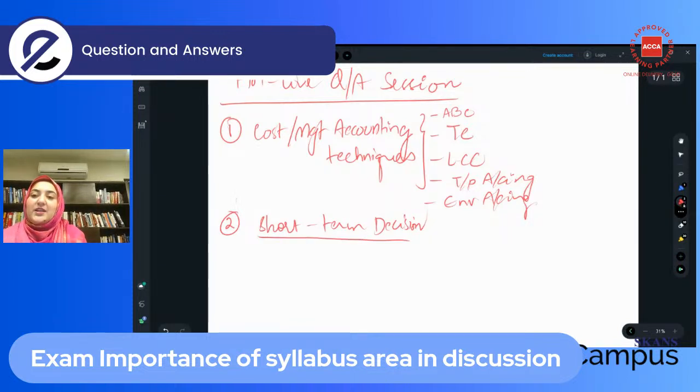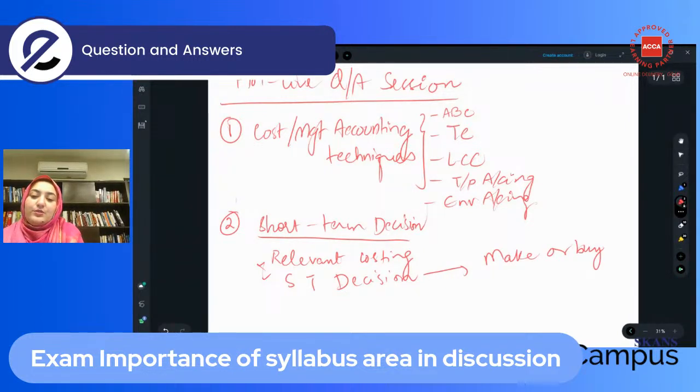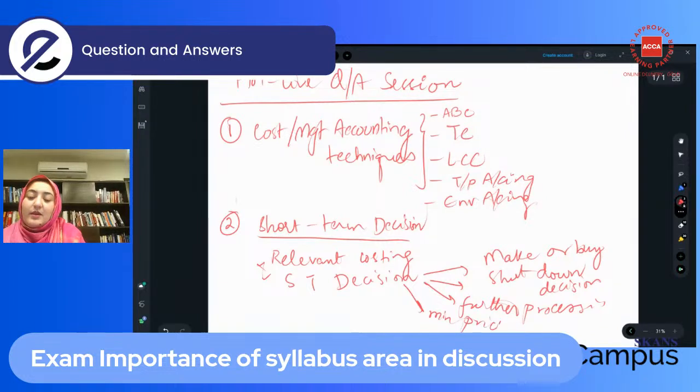For short-term decisions in week 2, the areas which were supposed to be covered included relevant costing techniques, and the short-term decisions: different forms of short-term decisions, from make or buy to shut down decisions to further processing decisions, minimum pricing, etc. And then there is one more area covered in week 2, and that is pricing. So the exam importance of these areas is very high. Actually, the entire syllabus is very examinable, and the examiner can ask you questions from any area.